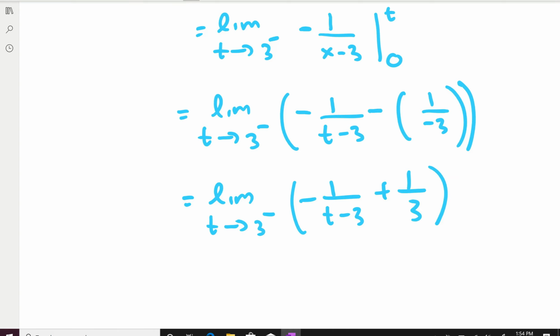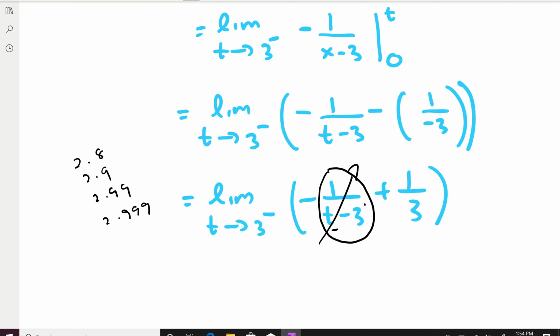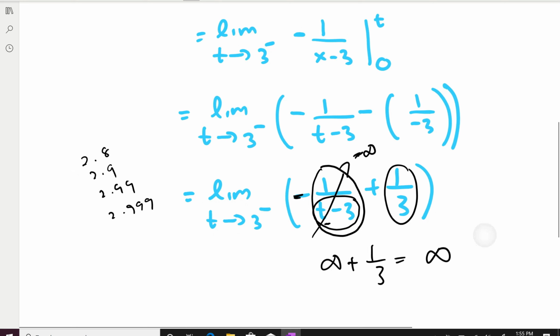Now when t approaches 3 from the left hand side, this term right here is going to approach negative infinity. Think about this: t is approaching 3 from the left hand side, so your t values are going to be less than 3. Approaching from the left hand side means 2.8, 2.9, 2.99, 2.999. So these values are negative numbers extremely close to 0, which means these values are going to negative infinity. This negative and this negative, it's going to be positive infinity. So positive infinity plus the limit of 1 over 3, which is 1 over 3, is altogether infinity. So the limit is infinite.